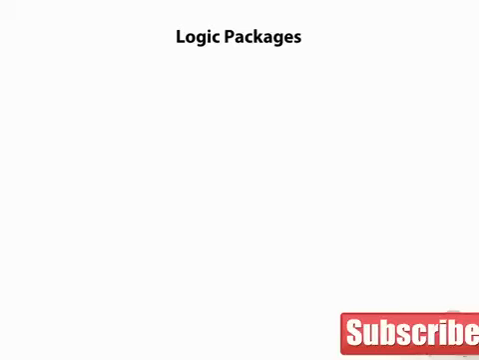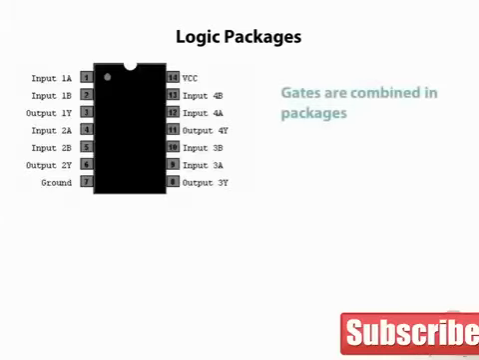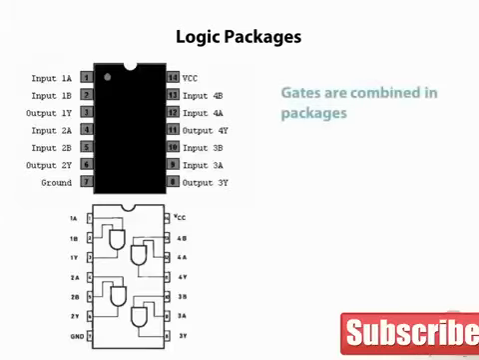Gates are usually combined in logic packages. Here we see 4 AND gates packaged into one IC package. Note that we have 2 additional connections besides the gate connections. We have the power supply ground on pin 7 and the power supply positive, or VCC, on pin 14. This is a very common arrangement with logic families, 14-pin packages with power supplies on pins 7 and 14.